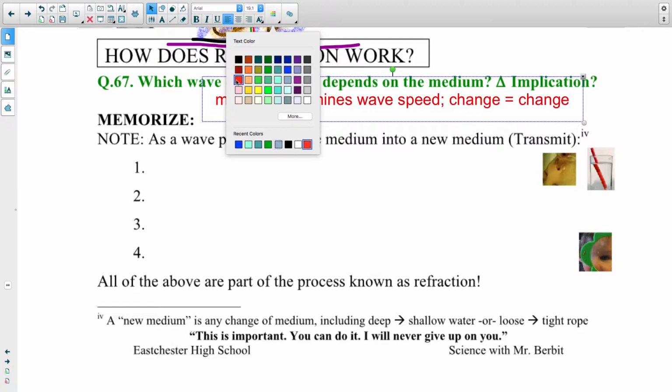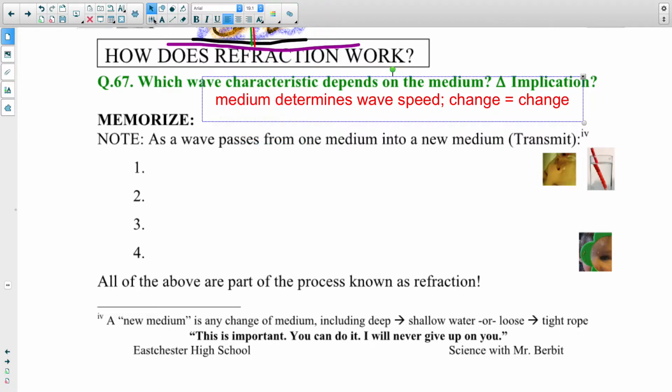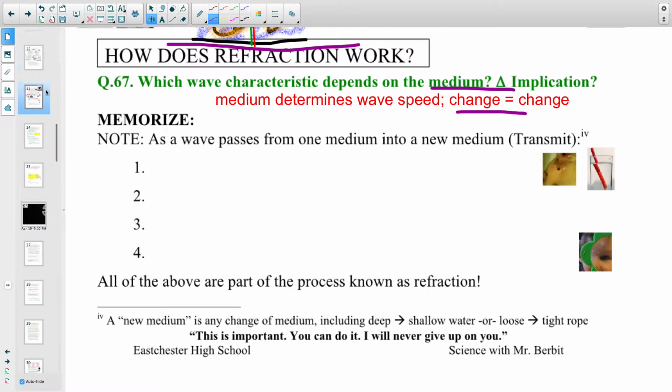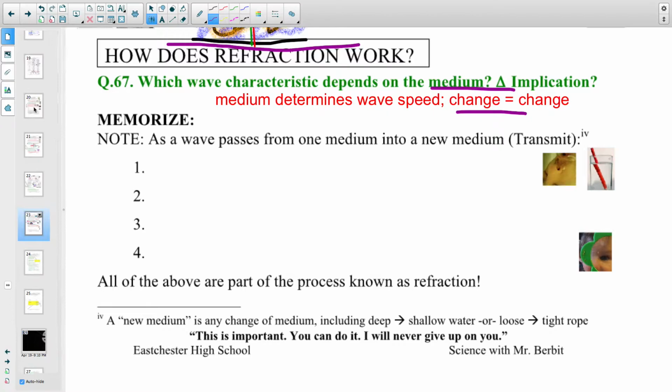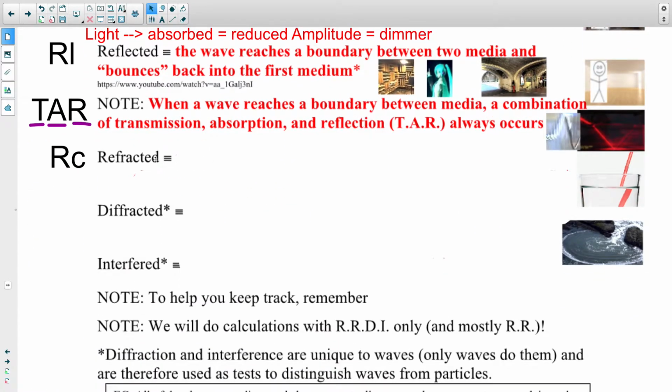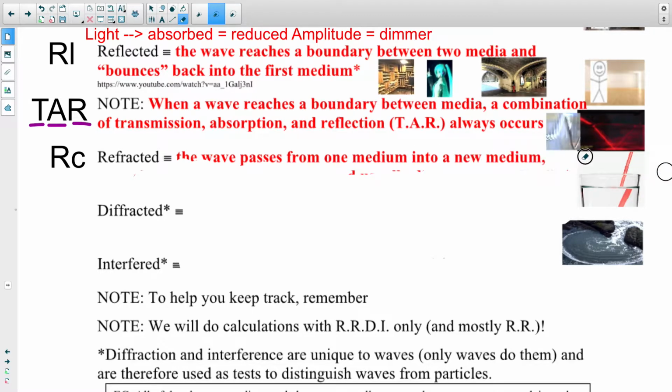All right, so let's talk about changing medium. That's what this is really bringing us to. So we're going to change our medium. Here it is. And changing medium basically is refraction. What happens when a wave goes from one medium into a new medium? In fact, let me back up to our summary page. You may want to have this nice summary page on point. Back to page 19. It says here, refraction: the definition is the wave passes from one medium into a new medium.